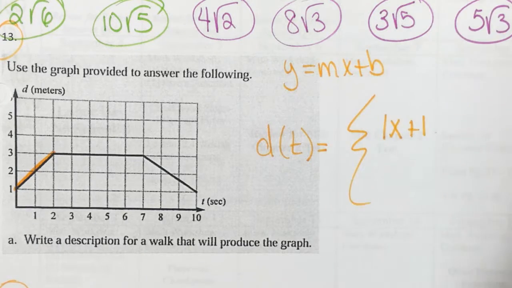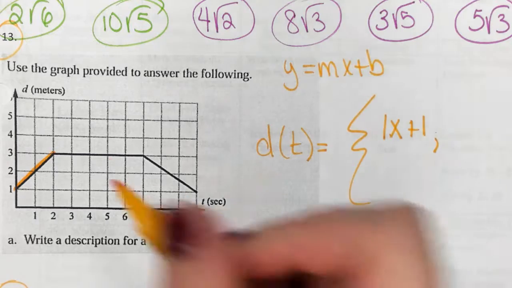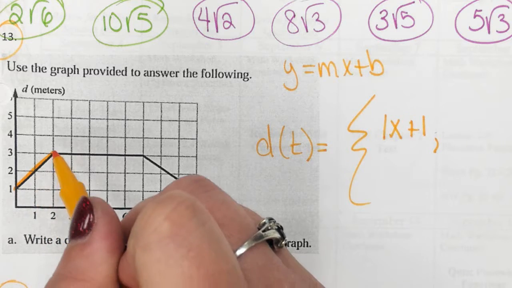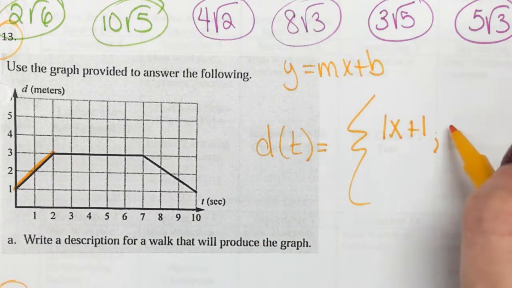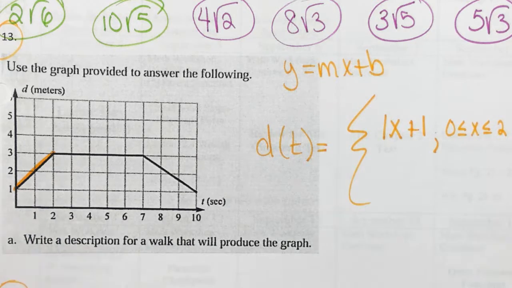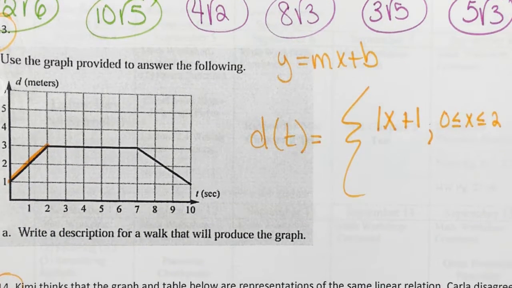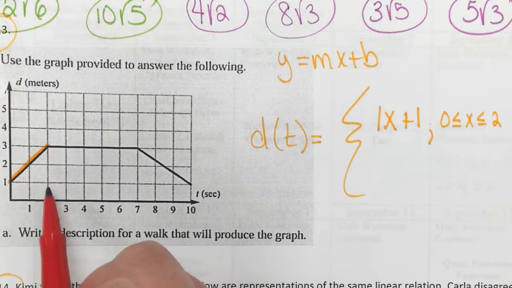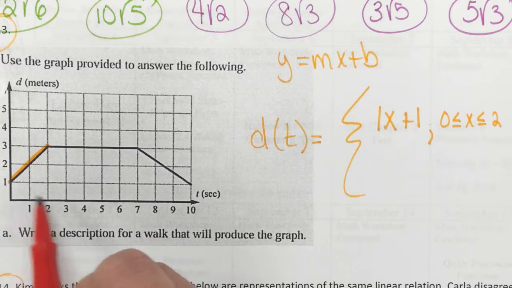1. And then, since it's a piecewise, you have to tell me what piece. So what's the x value that goes with the first dot? 0. What's the x value that goes with the second one? 2. So it's between 0 and 2. The x value here is 0, and this x value is 2. That's the 2 values it's between.